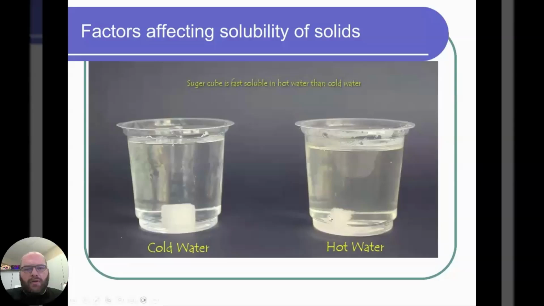So here's a picture of cold water with a little sugar cube, and then hot water with the same size sugar cube, and you can see it's already dissolved a lot. Usually you only see sugar cubes being put into things like hot tea. Because it's hot, it'll dissolve faster. Usually to put sugar into something colder, it's broken down, and we'll talk about that next, actually.